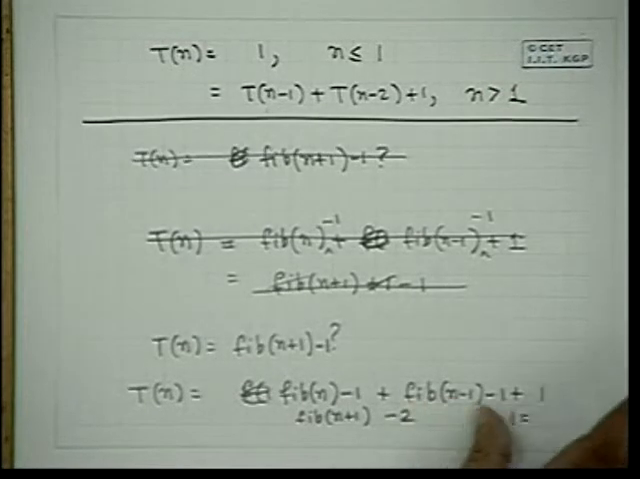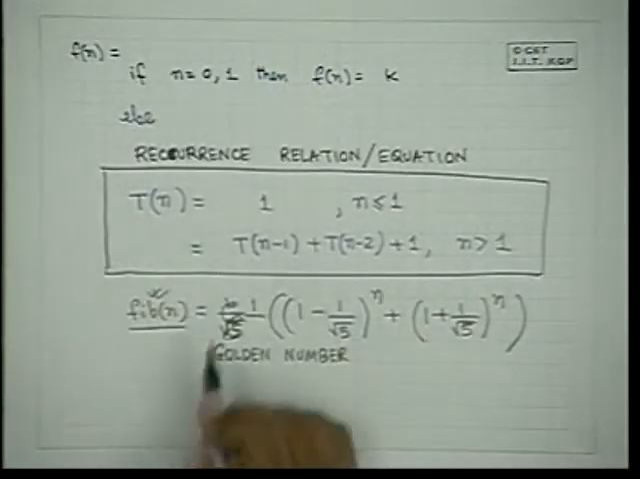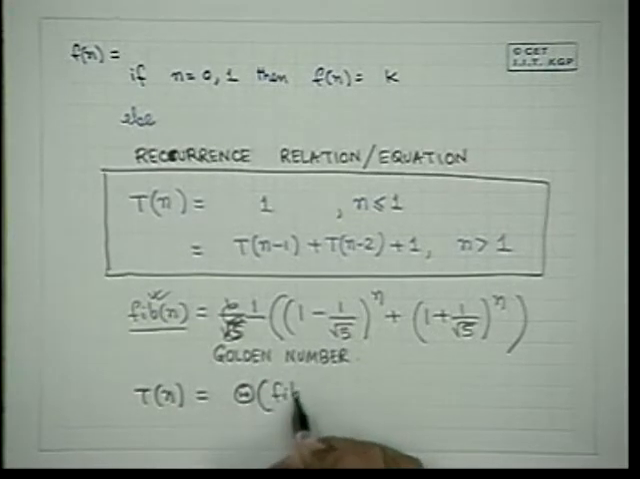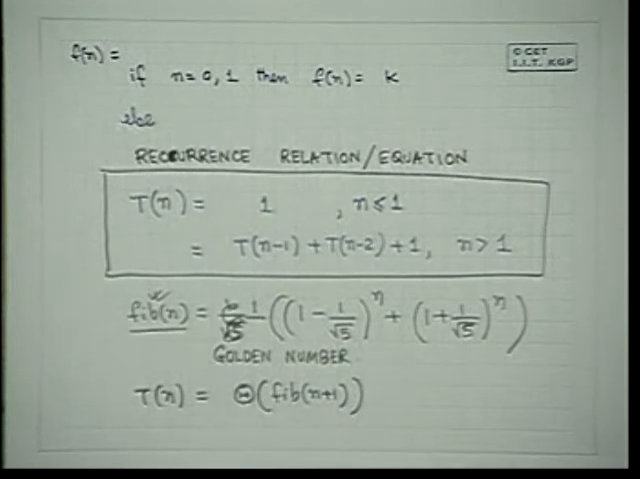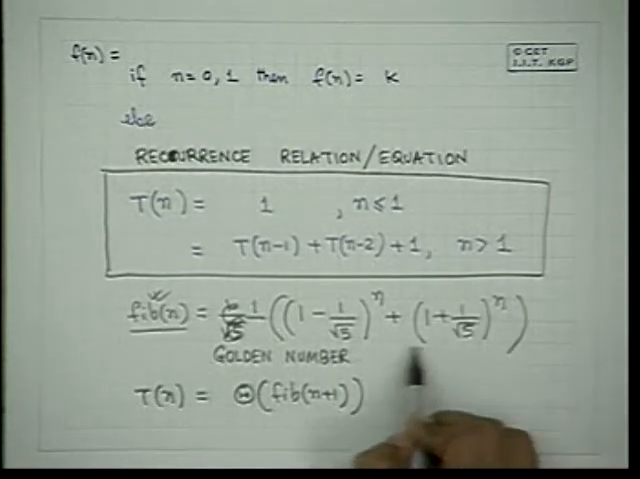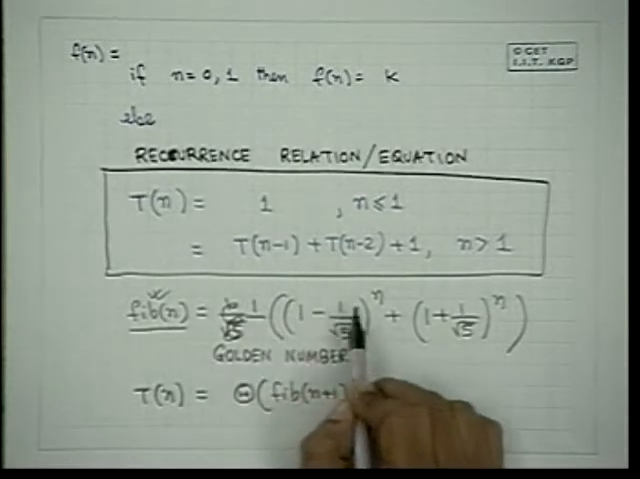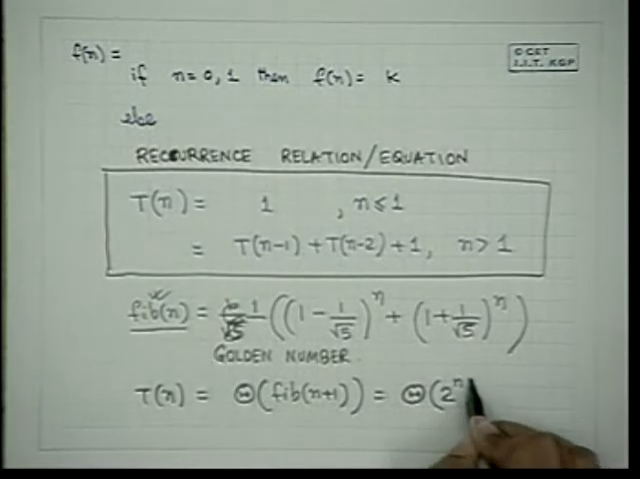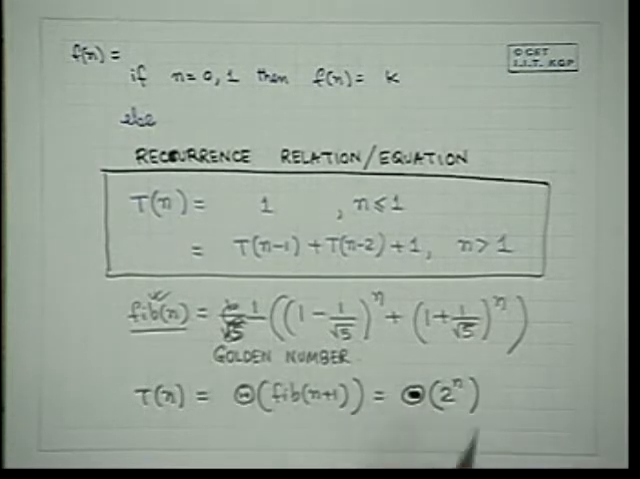So even if you don't know this, this much you can say. Isn't it? Now Fib of n plus 1 is an exponential number. Just see. So Tn, you can always write, will be upper bounded by 2 to the power n. It will also be lower bounded by 2 to the power n.